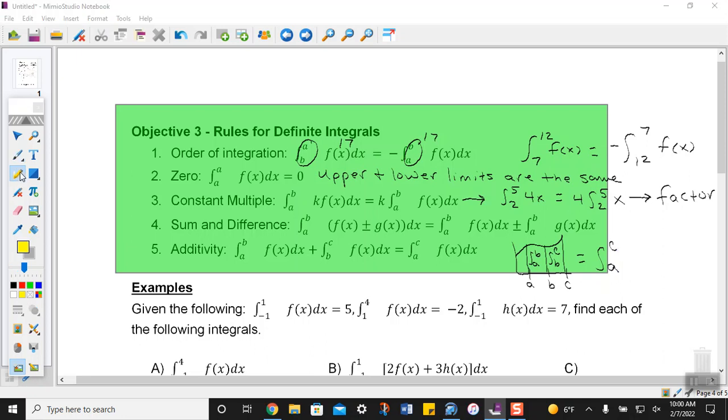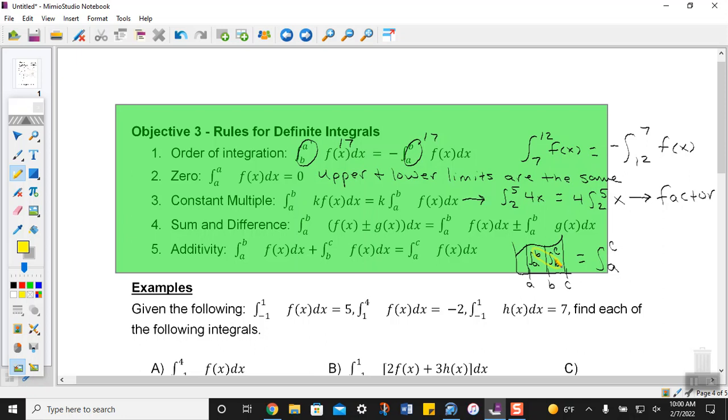What you're looking for in this one is the following. If the upper limit of one integral matches the lower limit of another one, that means they're right next to each other. Put them together as one. Put them together as one, all right?